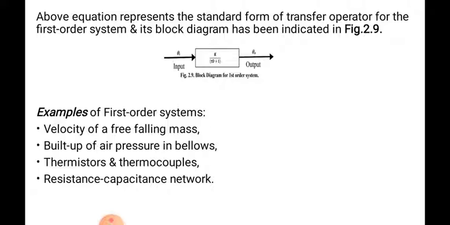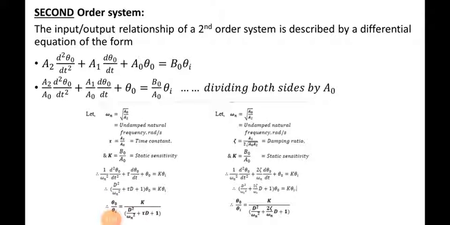Okay, and examples of the first order system are the velocity of a free falling mass, that is, whenever any object is falling from a higher height to the ground, that is nothing but an example of a first order system. Then build up of air pressure in bellows, thermistor and thermocouple, and resistance-capacitance network. Okay, these are the examples of first order system. Then we will have to study the second order system.